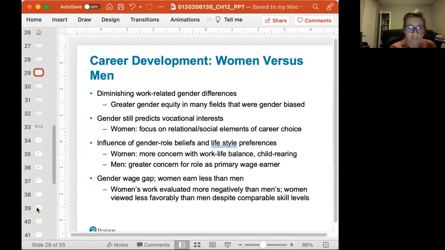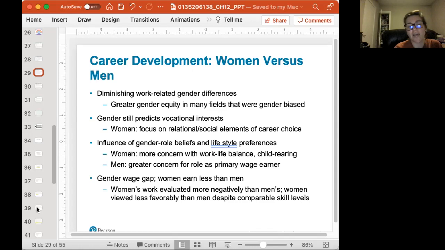So career development in women versus men. So there's diminishing work-related gender differences. There's greater gender equity in many fields that used to be gender biased. Gender still predicts vocational interest, it's seen. So women tend to focus on relational and social elements of a career choice. As for the influence of gender role beliefs and lifestyle preferences, women are more concerned with work-life balance and child rearing, whereas men have a greater concern for having the role of being a primary wage earner. Doesn't mean that every man feels that way or every woman feels that way, or every person, you know, conforms to either one of those. It's just that's what's seen.